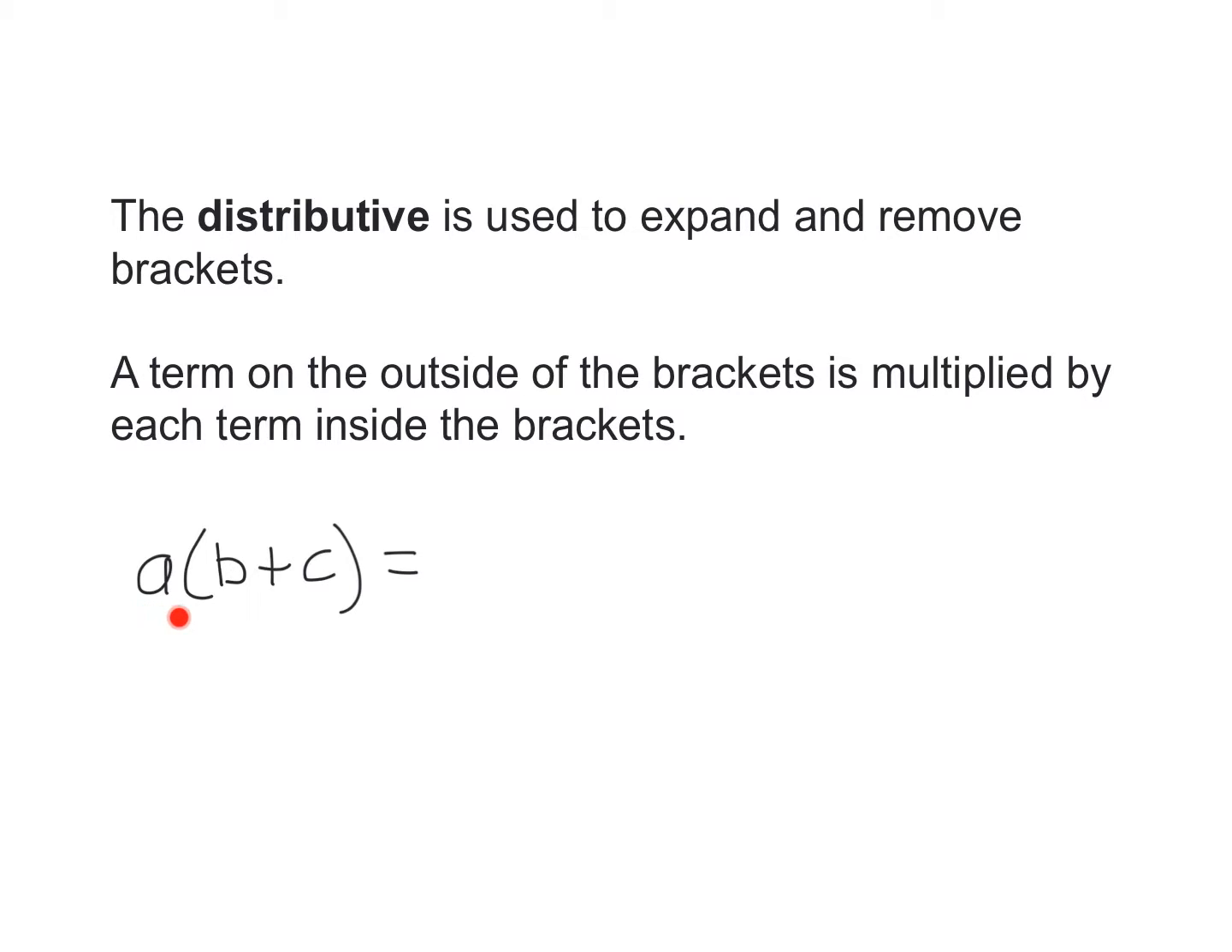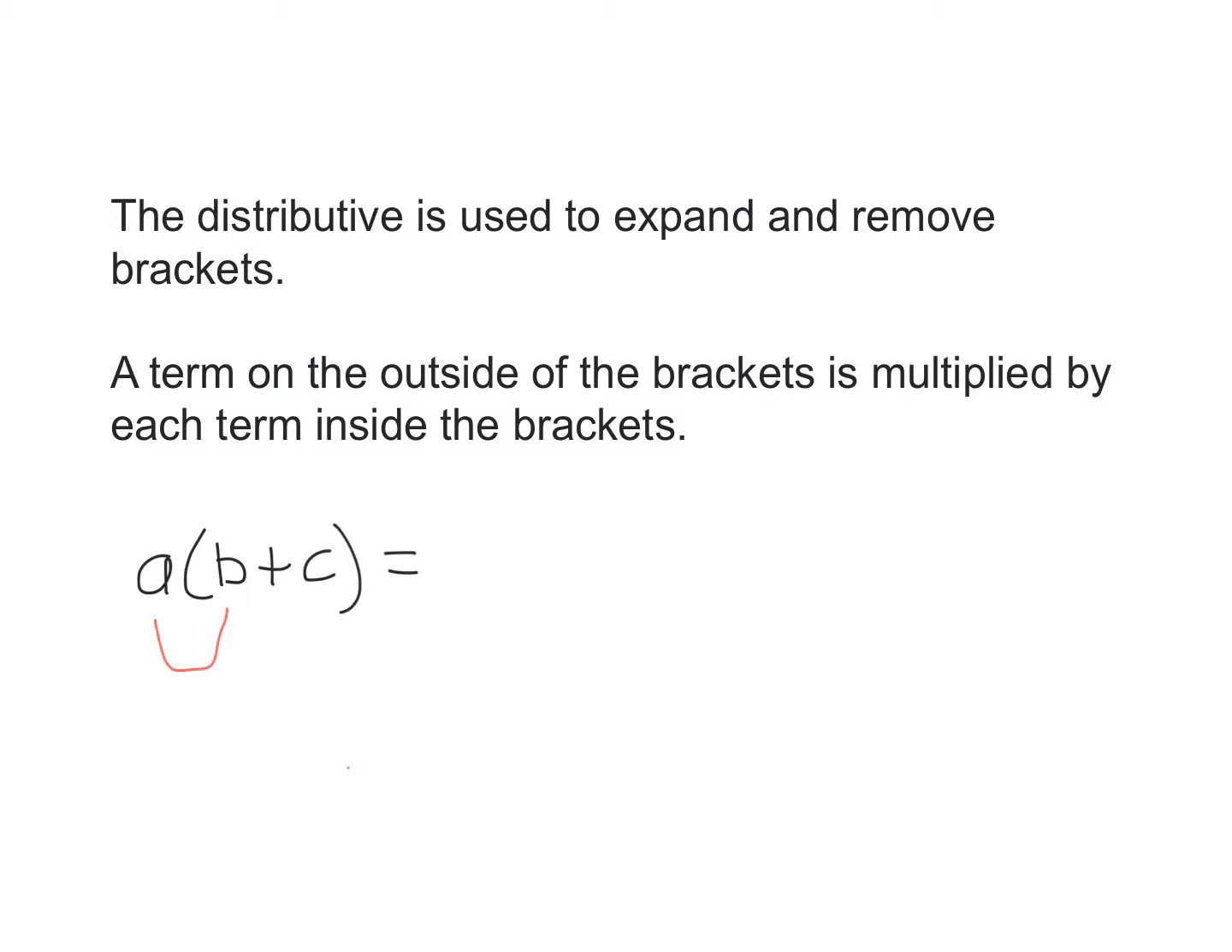So for example, we have A multiplied by, because there's a bracket there and there's nothing in the middle, so we can say that is multiplied by B add C close brackets. To solve this, we're going to go A multiplied by B, and then A multiplied by C. So A multiplied by B is the same as AB plus A multiplied by C, we'll go AC. So we have therefore expanded and removed the brackets using the distributive law.